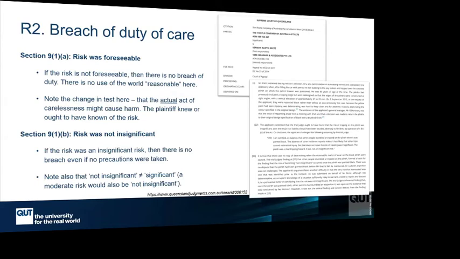So the chances of a ball leaving the stadium were one in 30 years. That was an insignificant risk. So the example is one incident in 30 years of a ball outside the stadium. That was an insignificant risk. So you've got to ask yourself, is this risk insignificant? So they're the first two elements. Was that risk foreseeable? Was the risk not insignificant?